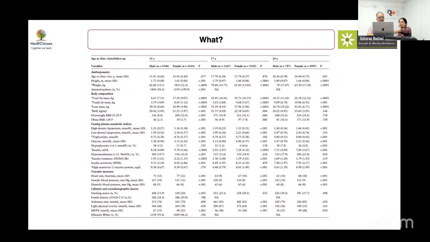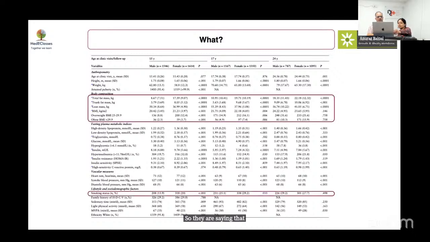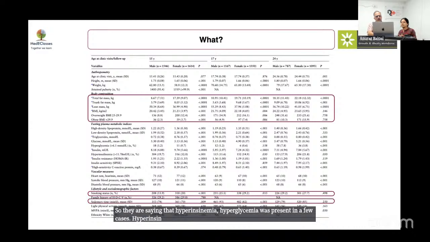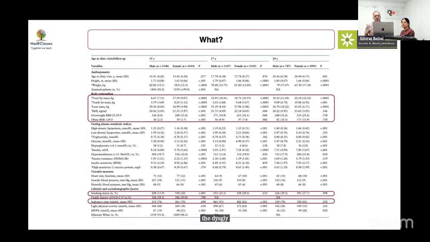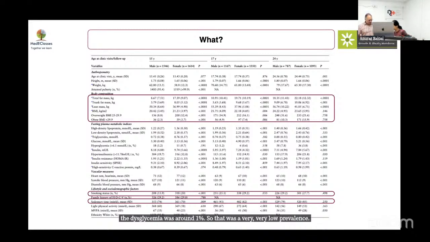So they are saying that hyperinsulinemia, hyperglycemia was present in a few cases. Hyperinsulinism was actually present in 19.7%. So that was a significant number, but that again, I won't be too much bothered about. The dysglycemia was around 1%. So that was a very, very low prevalence. So I think that's a very good study, which really tells us three things.